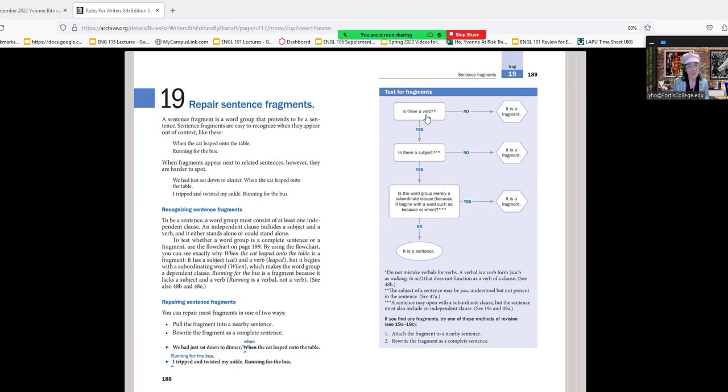Is there a verb? If you say yes. Is there a subject? Yes. Is there a subordinating conjunction? No. Then it is a sentence. So you can use this flow chart in order to help you determine if a sentence is a fragment or not. Do not mistake verbals for verbs.